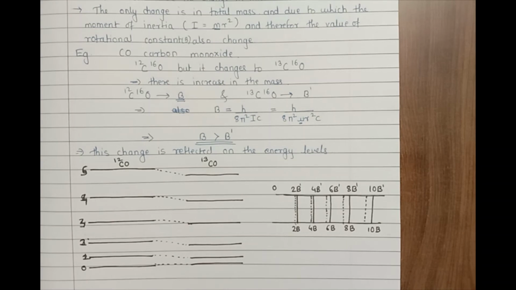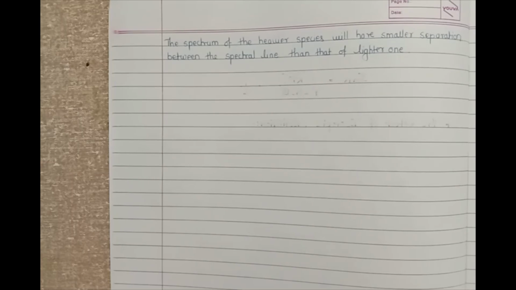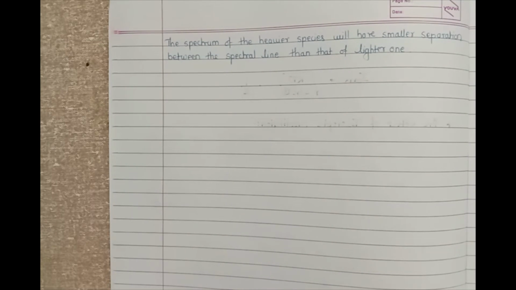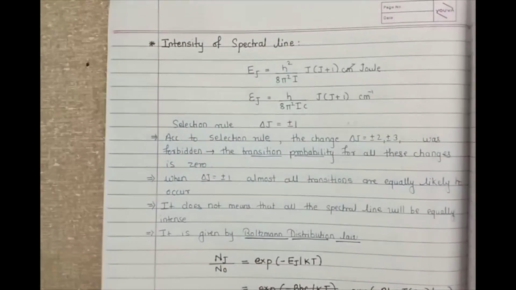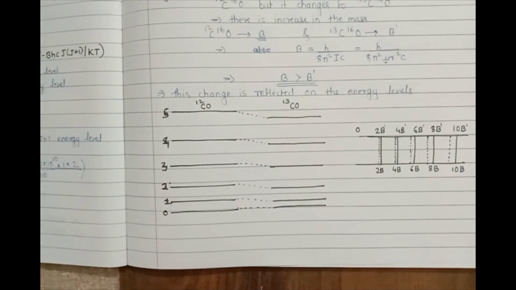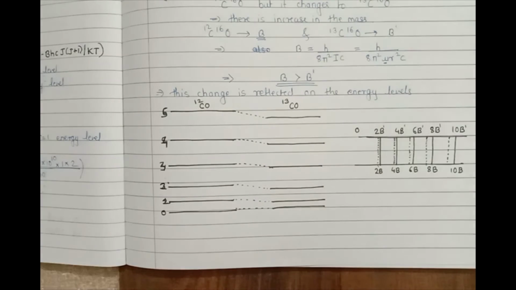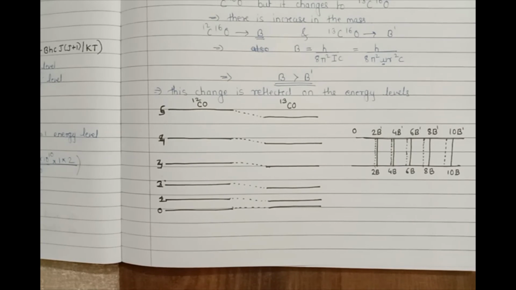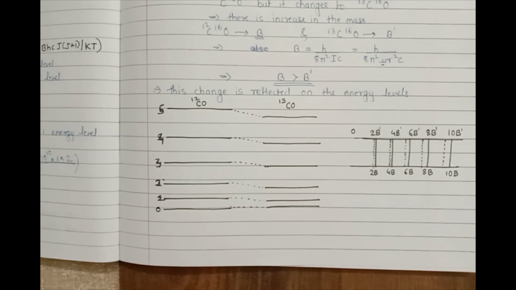Okay. That means the energy levels are lower. The spectrum of heavier species will show a smaller separation between the lines than that of the lighter one. Okay. You have to remember the sentence. The spectrum of the heavier species will have the smaller separation between the spectrum lines than that of the lighter one. That means as the molecule becomes heavier, the separation between the spectral lines becomes lower. They will have very small separation, but the one which is lighter will have a greater separation in the spectral line.